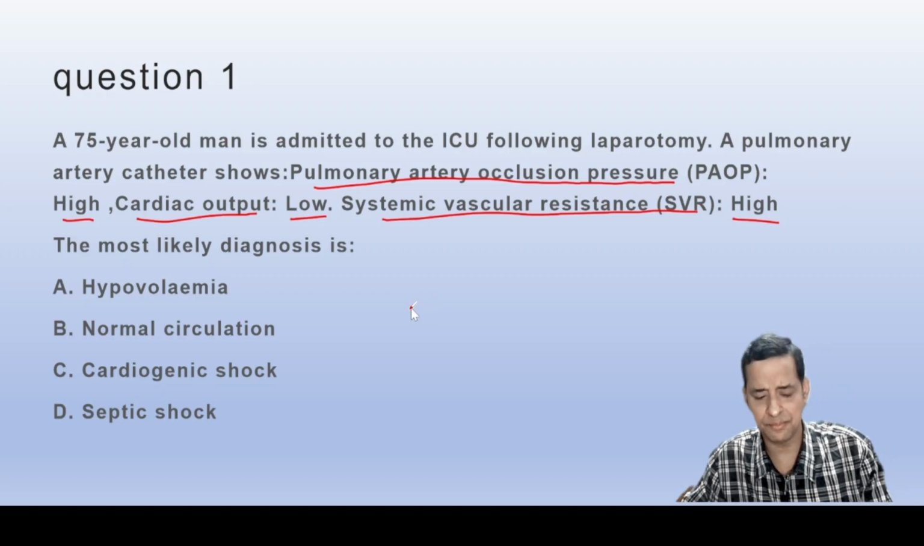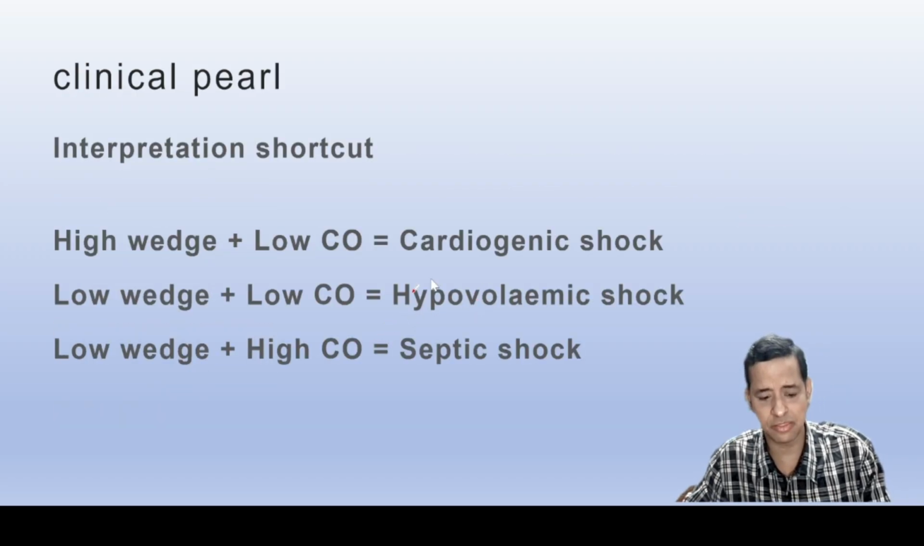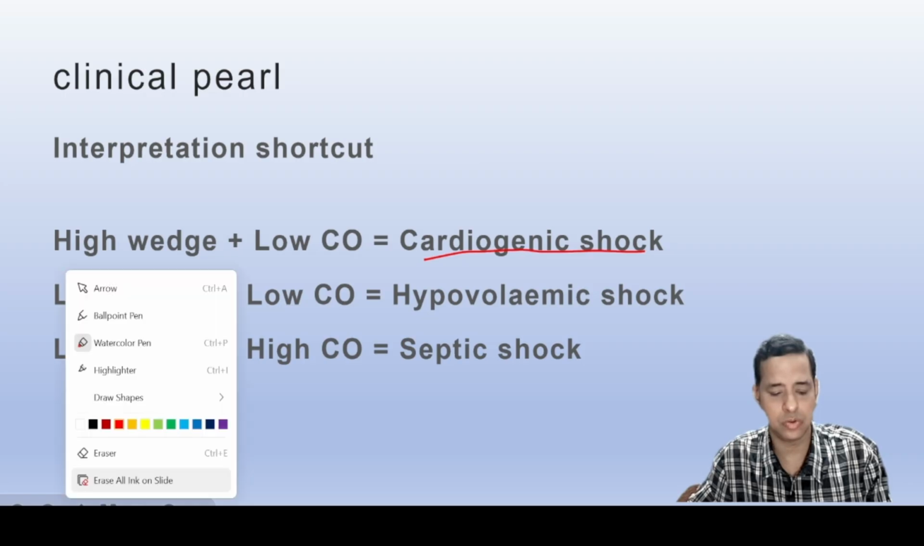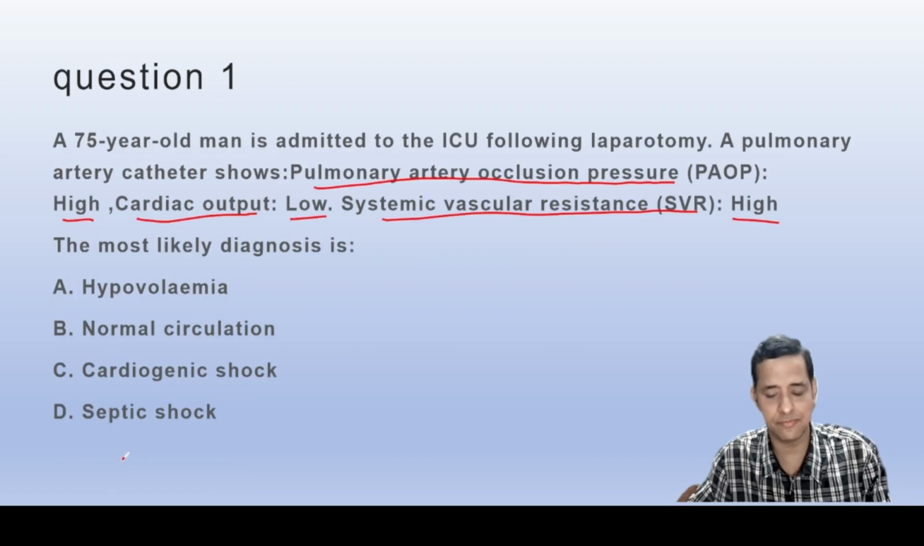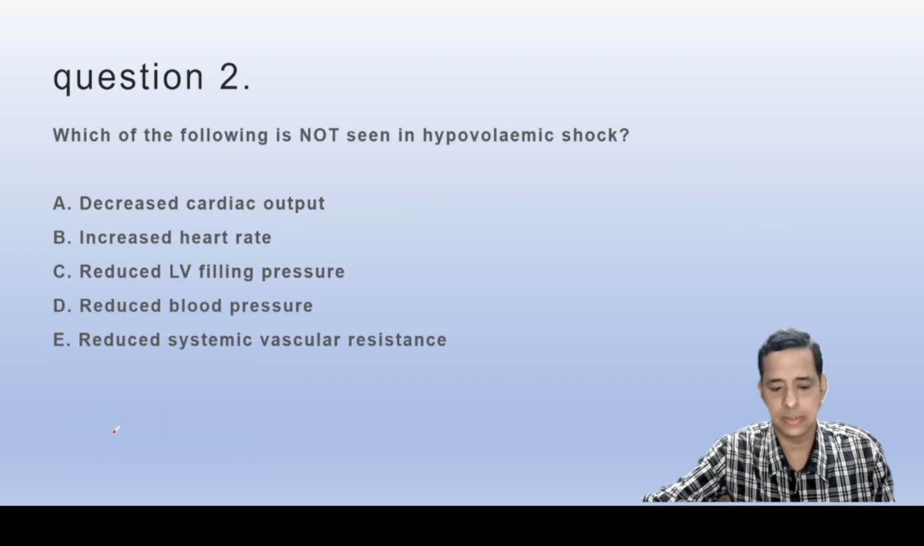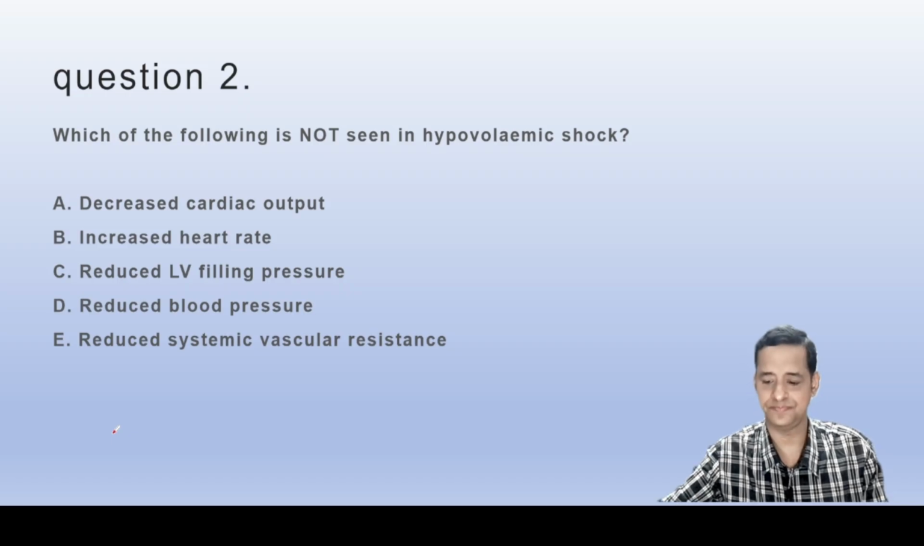So shall we go back to the previous slide? You can see one thing: the pulmonary capillary wedge pressure is high and cardiac output is low. You will be getting cardiogenic shock. This is the easiest way to remember. So, cardiogenic shock.